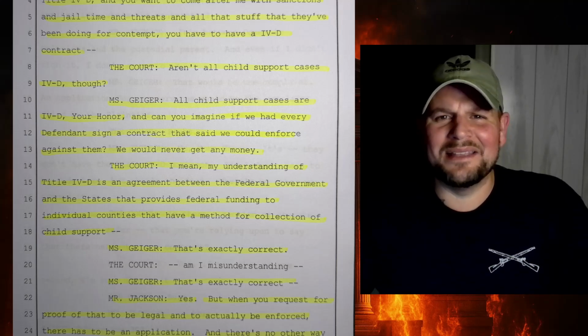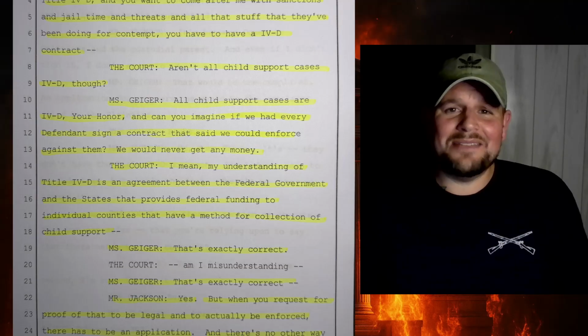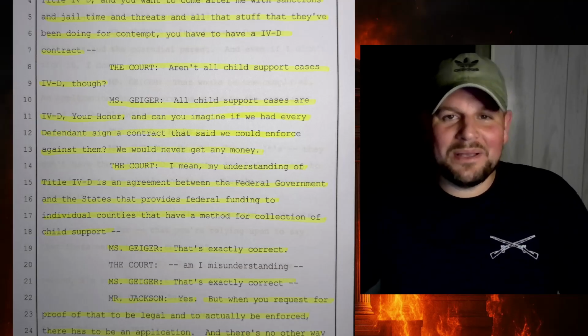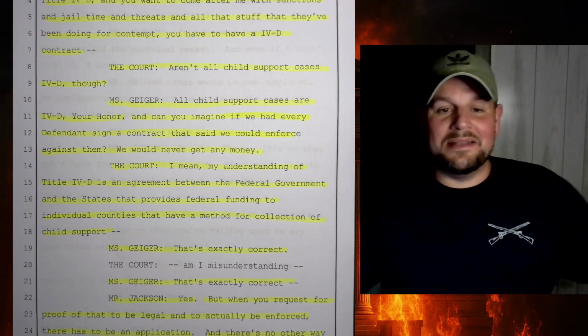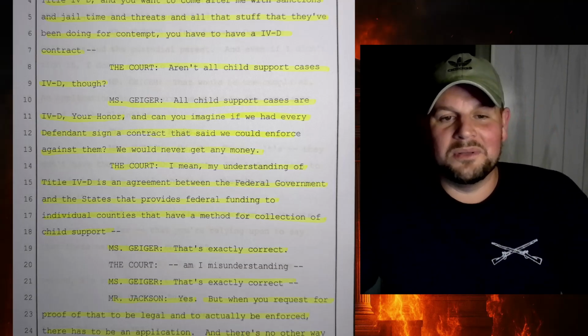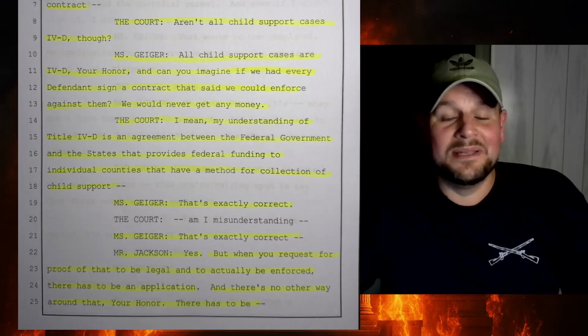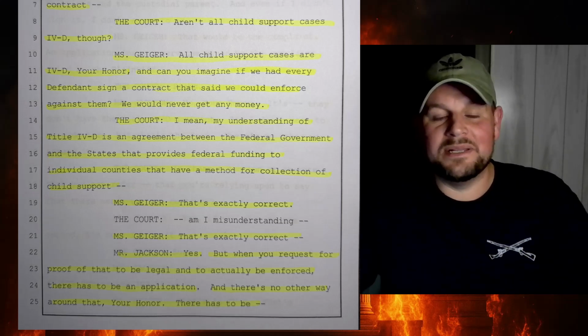That's what I was saying, that a defendant would have to sign a Title 4D application, and if a defendant didn't sign it, then they couldn't enforce it. That is asinine to even assume or think that that's what I was saying. But we all know the game here. That's not what I said. They know what I said. They know what I'm looking for: the 4D application. Again, not all child support cases are Title 4D, so don't let them fool you.